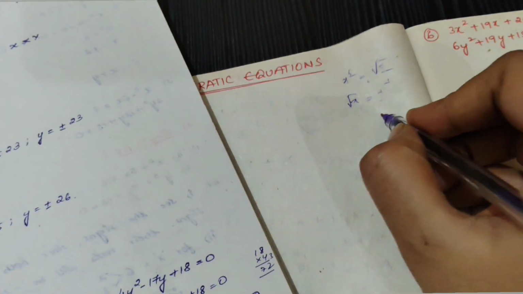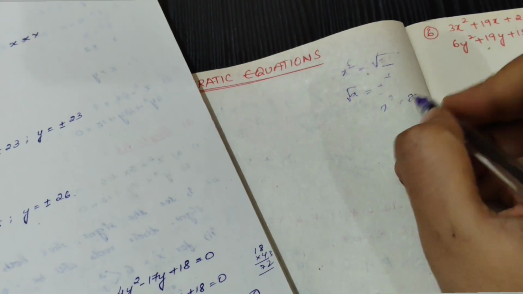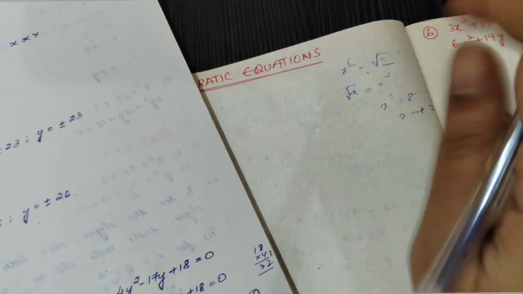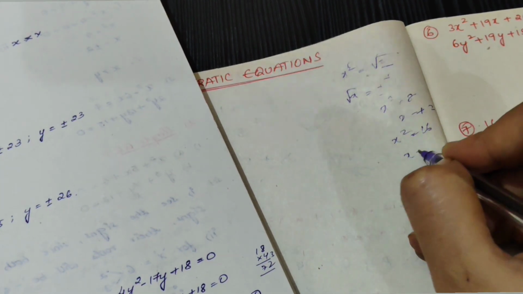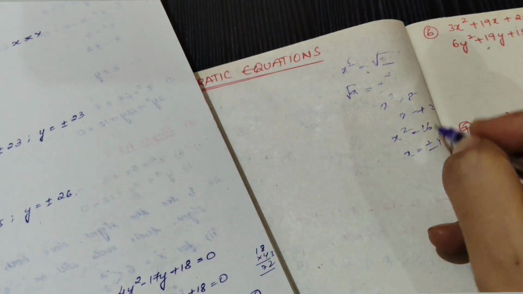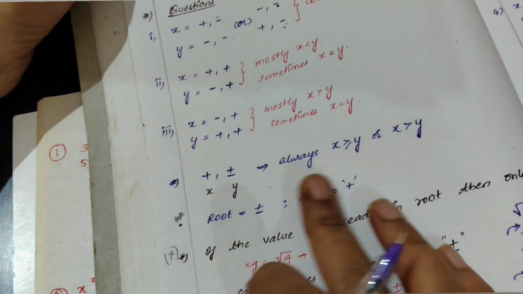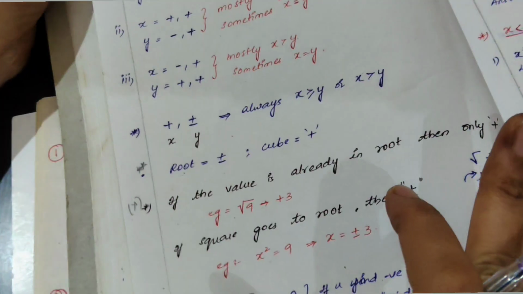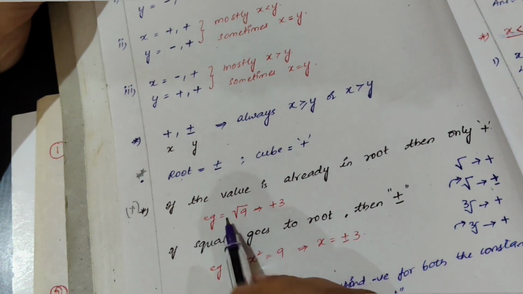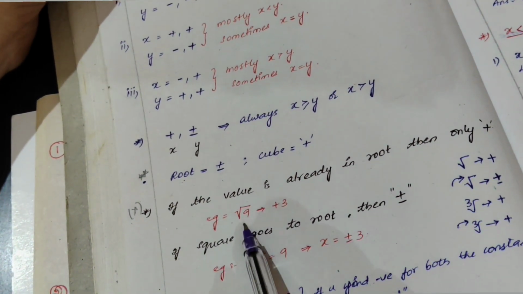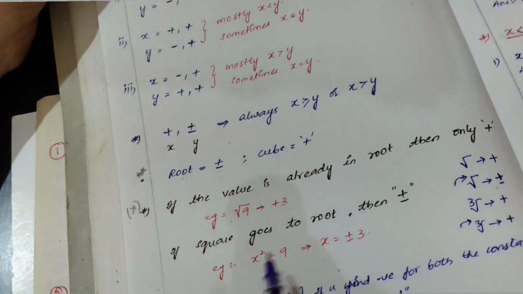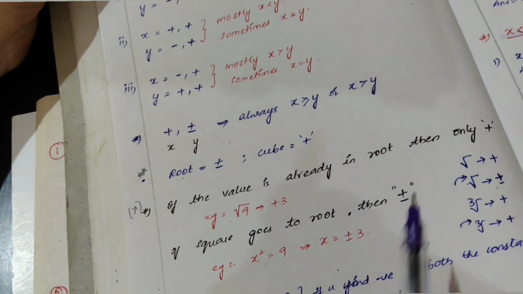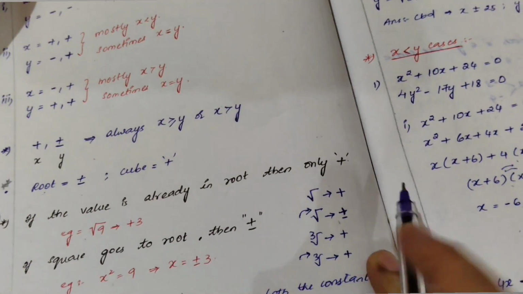For example, x cube equal to 8, you will get only x equal to plus 2, no minus 2. But if you say x square equal to 16, then you will get plus or minus 4. This is the meaning. If root goes, both signs will come. If cube is there, always positive. Then remember that if the value is already in root, as I said previously, it will already be positive. If square goes there, it means plus or minus. Here, try to remember these signs.